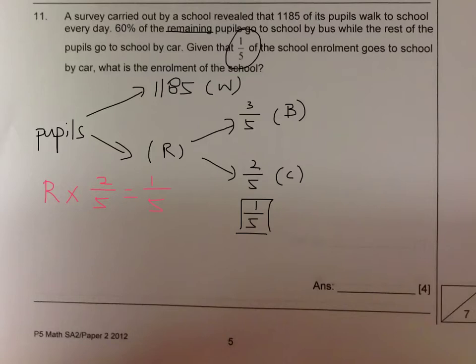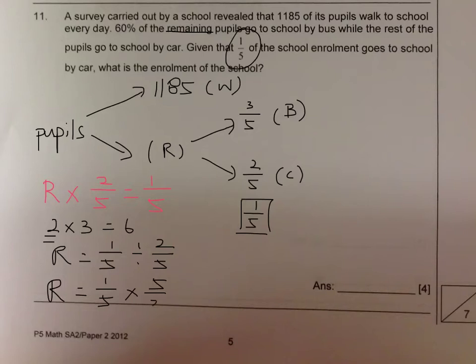I need to find what is the remainder here. Okay, so I'll give you a very quick example. 2 times 3 equals 6. So to find 2, we take 6 divided by 3. Same thing, to find R, we take 1 over 5 divided by 2 over 5. So R is equal to 1 over 5 times 5 over 2. Cancel, cancel. R is half. So now we know that this R is actually half. If this is half, this is also half.